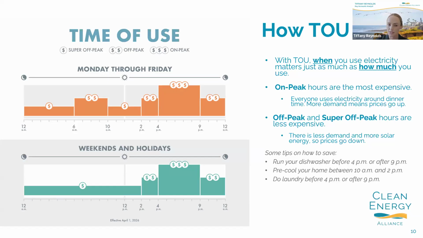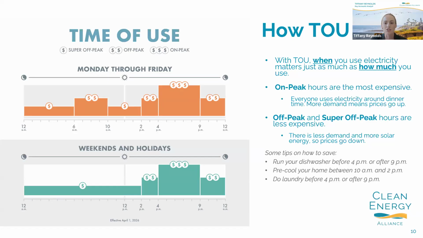The reason why electricity is so expensive during this time, as you can imagine, everyone is getting home from work, cooking dinner. There is just a greater demand on the grid for electricity. And so that is why the price skyrockets from 4 to 9.